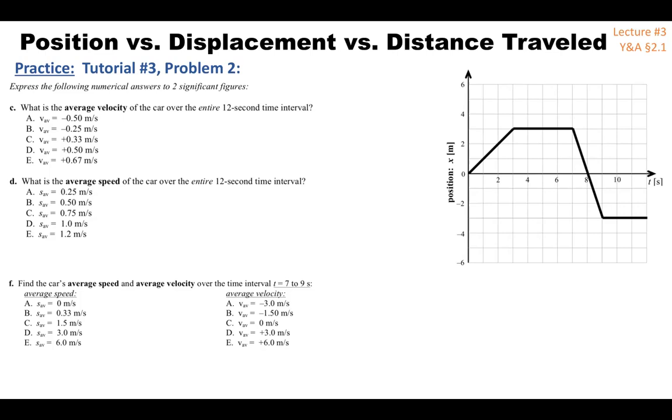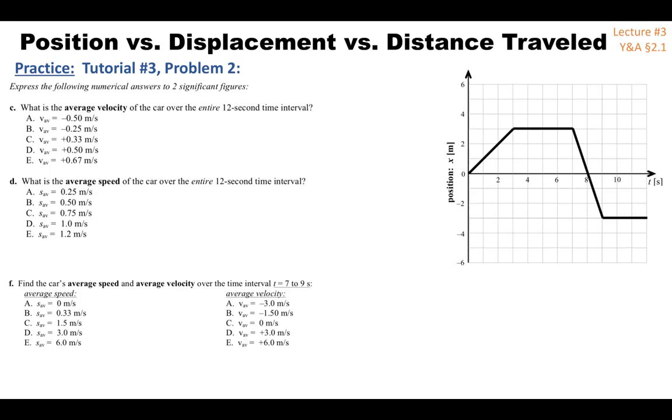So why don't we just take these in reverse order? Okay, let's do F first. And notice, by the way, I've skipped part E, so I'll leave that to you to work on your own. So for part F first, the average speed and average velocity. Let's remember our definitions here, okay?